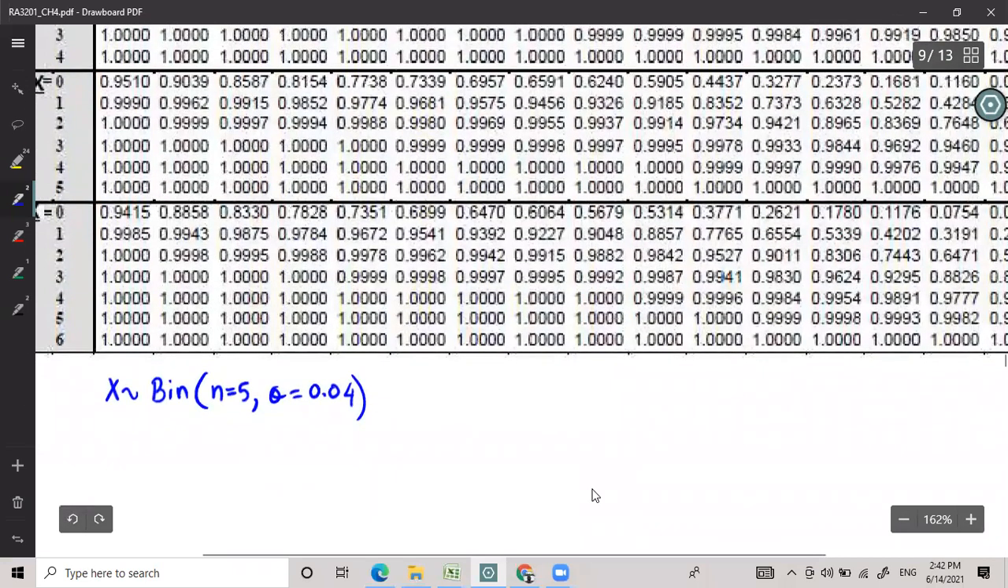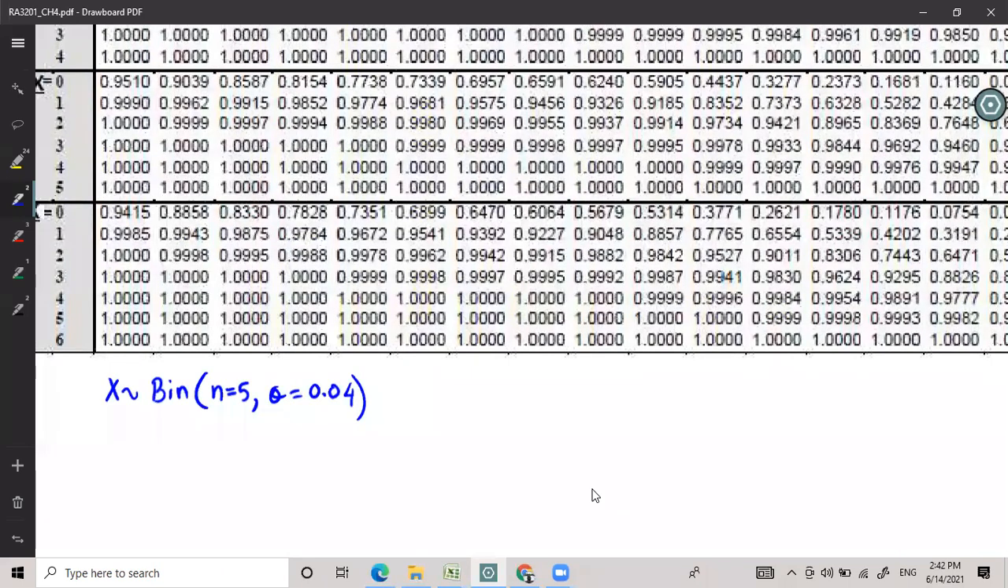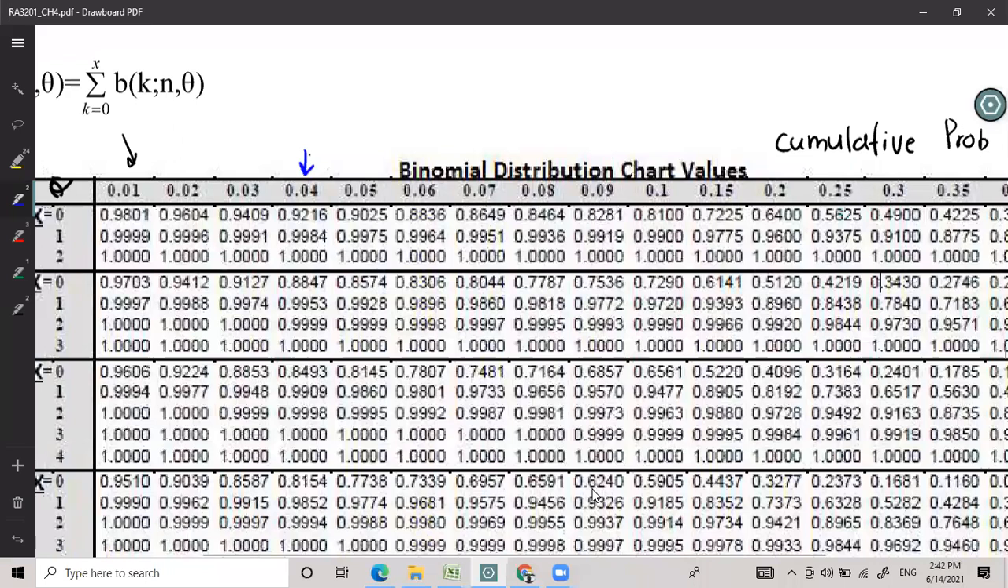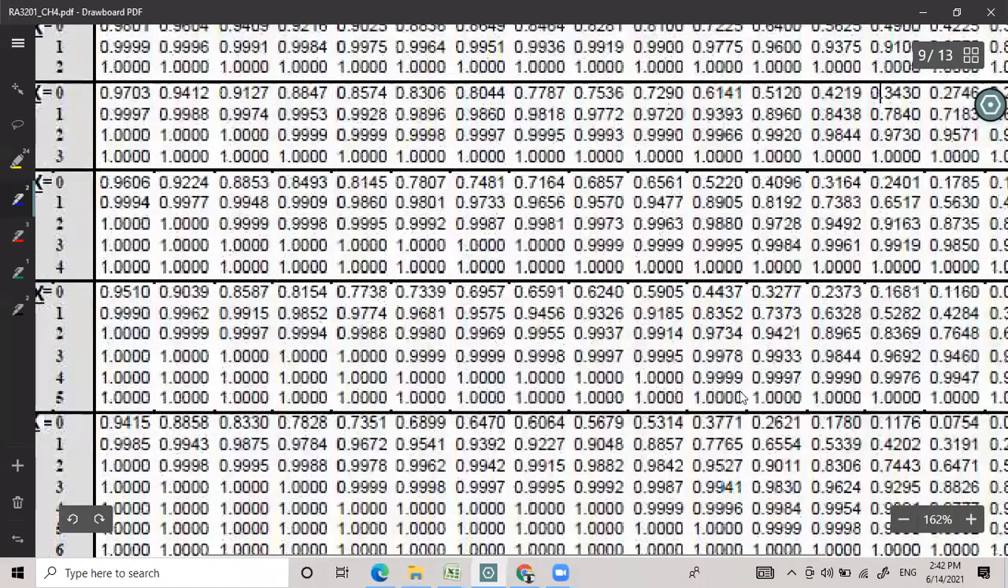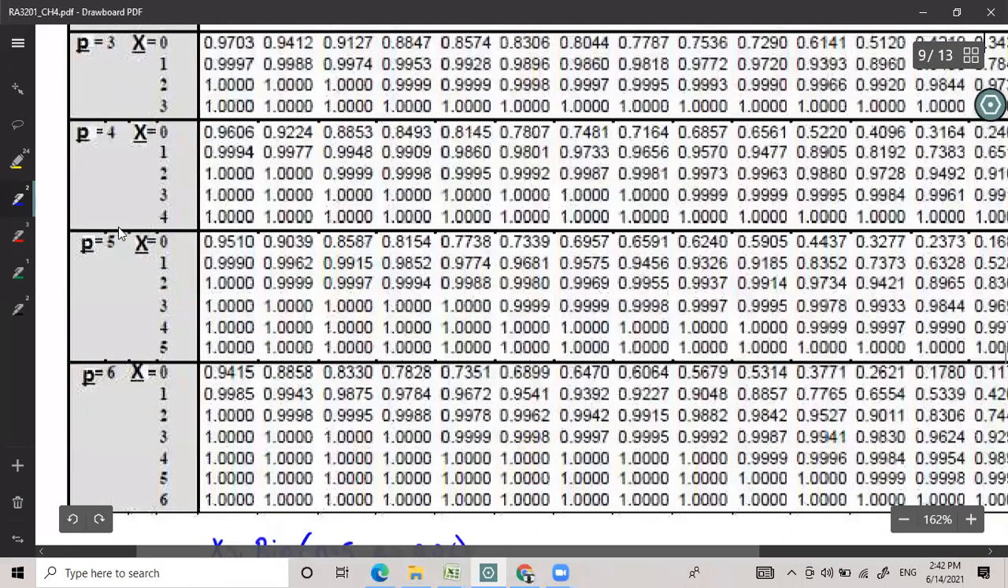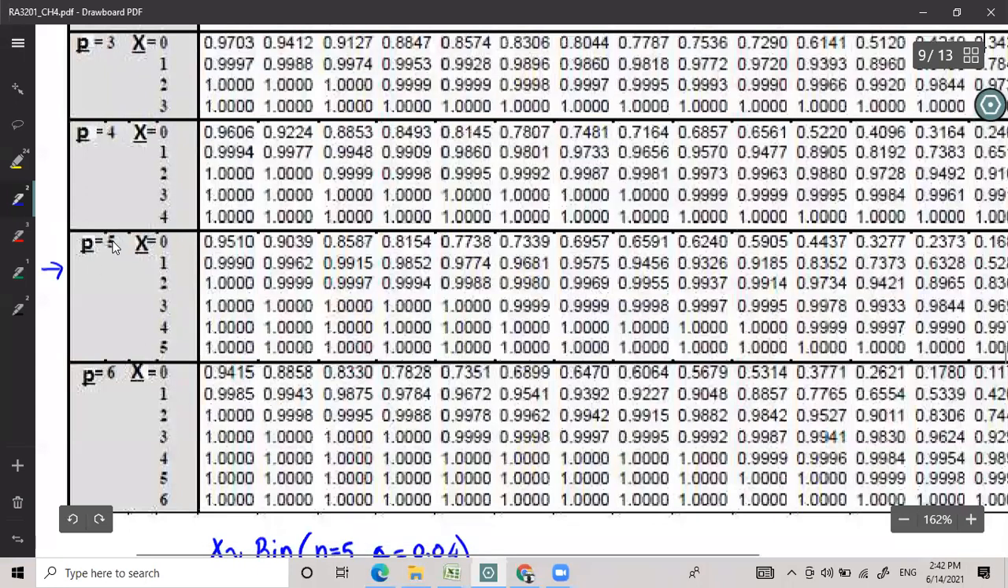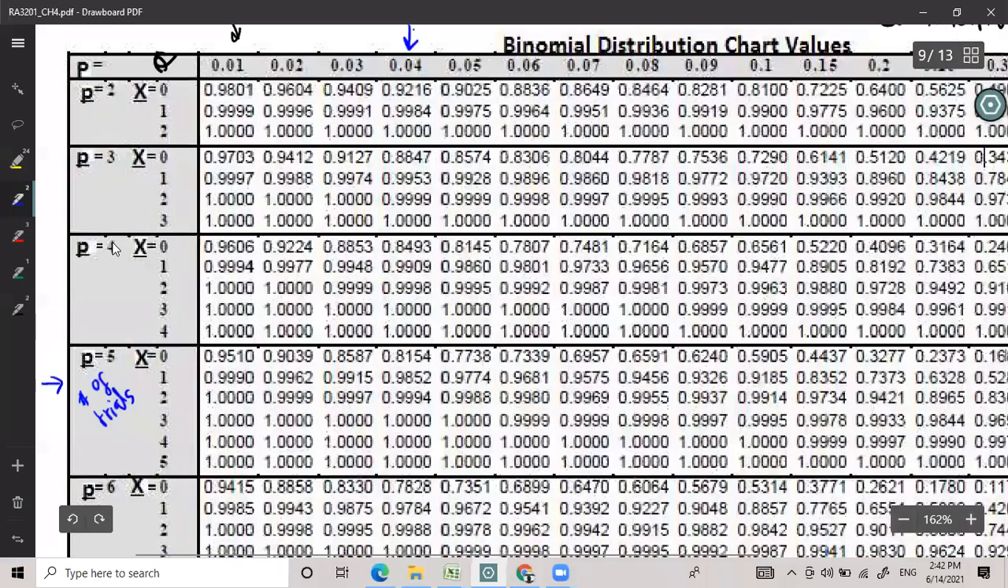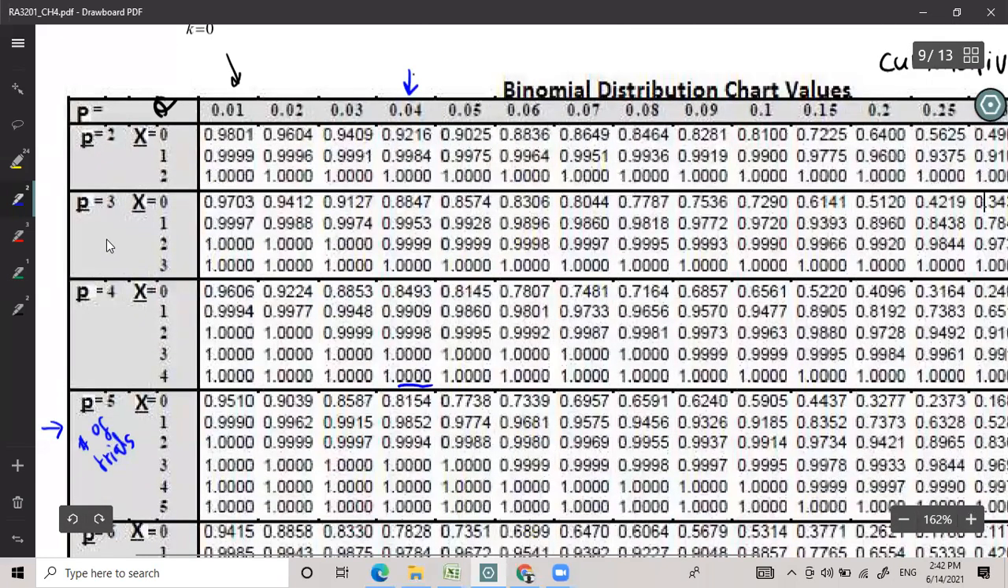So whenever you have to find probabilities, the first thing you do is get the table and find the table that contains the probability of success theta 0.04 column. Then you find the sub table where the number of trials is 5. Here's 0.04, here's 5. So we are going to use only these values in our calculation. Number of trials 5, probability of success 0.04. This is the part of the table we need.